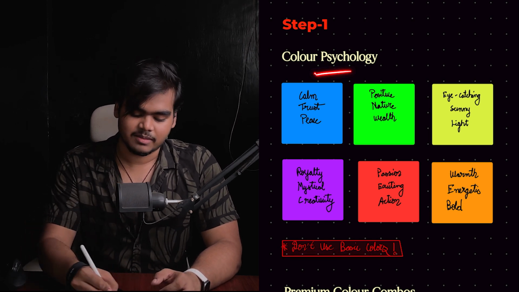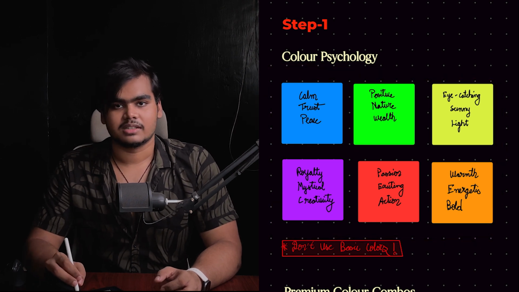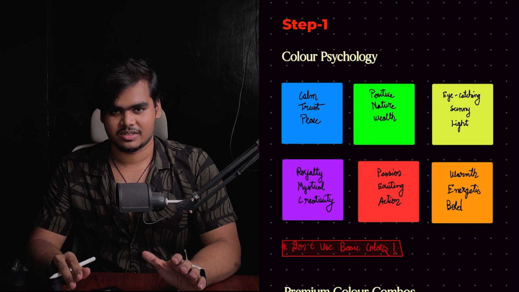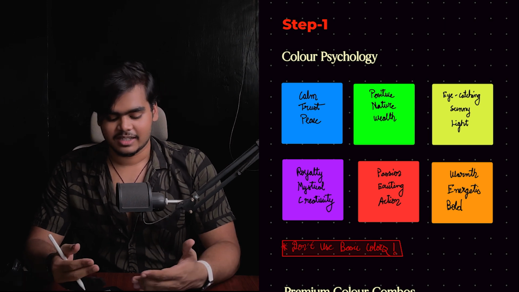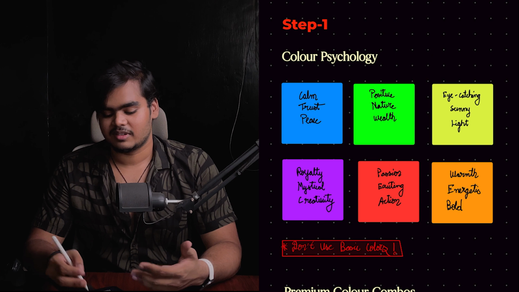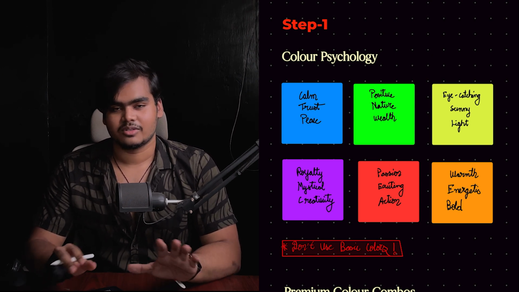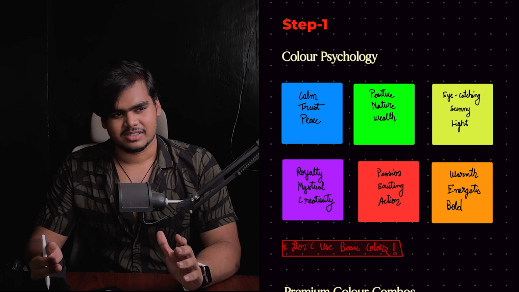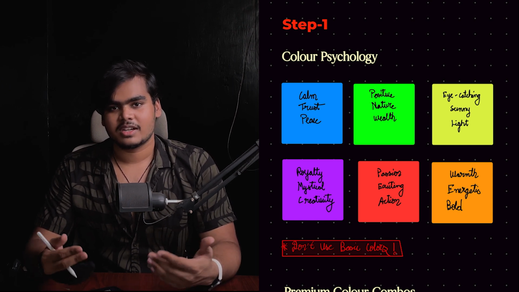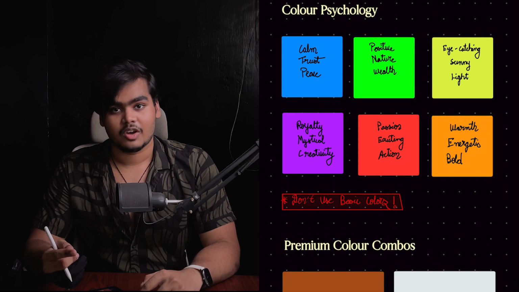So these are just an example. Obviously these are the basic colors, the primary colors, but you don't have to choose from these, because these are overused right now. Everybody is using, and everybody can use, a red, blue, green, the normal colors or the primary colors. They don't have to do any hard work on choosing the colors. We want to make us stand out. So for that, we'll use premium color combos.